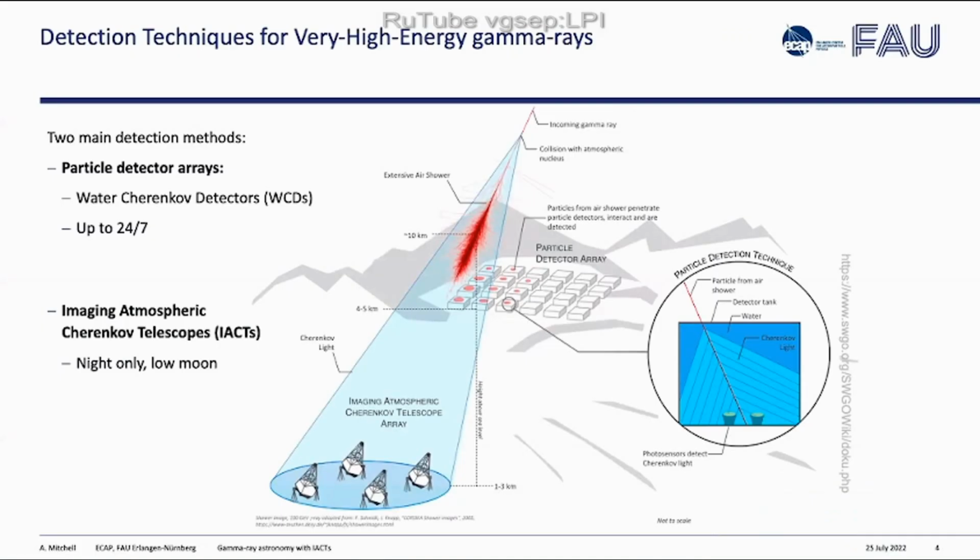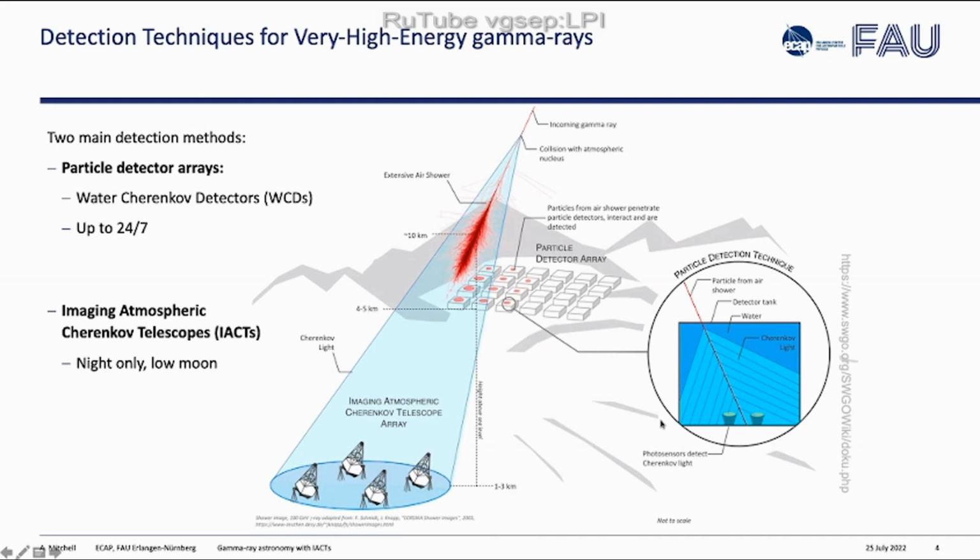So having had that nice introduction from Petra, I'm going to continue with gamma ray astronomy with imaging atmospheric Cherenkov telescopes. We already talked about water Cherenkov detectors. Essentially, we have this gamma ray interaction with the atmosphere, generating an extensive air shower. The water Cherenkov detectors will then sample the particles more directly, traveling through the water tanks. Imaging atmospheric Cherenkov telescopes then measure the Cherenkov light from the shower itself as the particles travel through the atmosphere. So we have detector arrays that can operate up to 24 hours a day, and IACTs are really restricted to night only, and preferably low moonlight conditions.